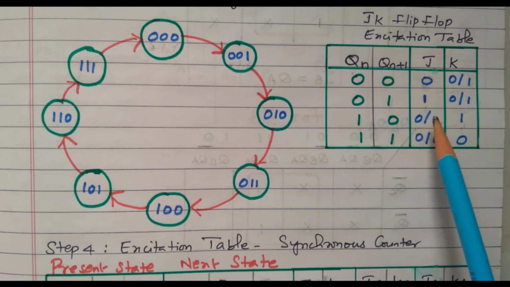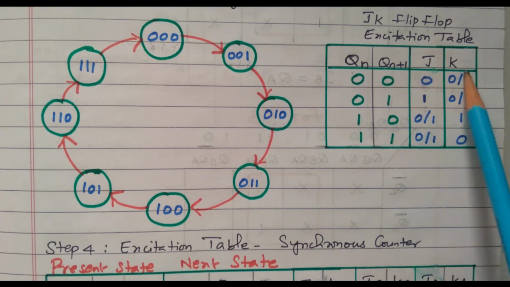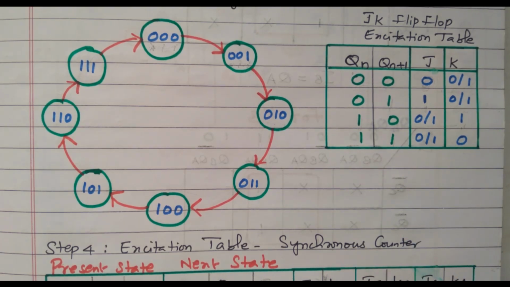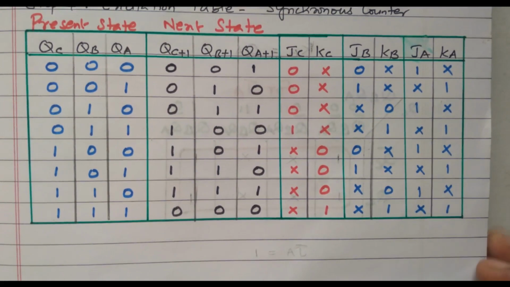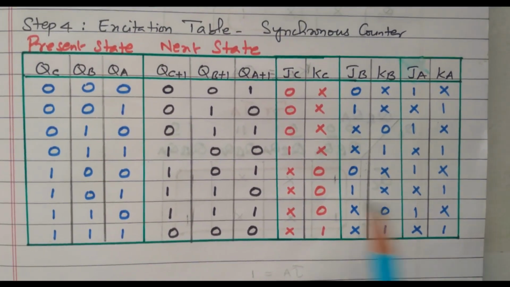JA, JB, JC. Similarly KA, KB, KC. We need to identify what is the input to the JK flip-flops. That is nothing but the excitation table of the synchronous counter. This is the excitation table of the JK flip-flop, right. Now we will see the excitation table of the synchronous counter, right.